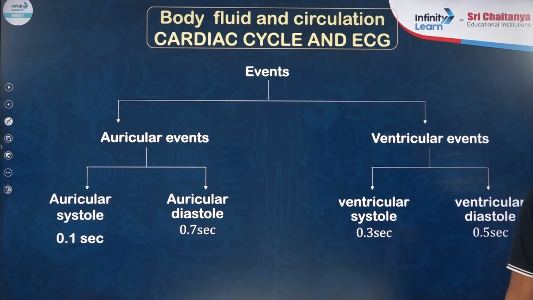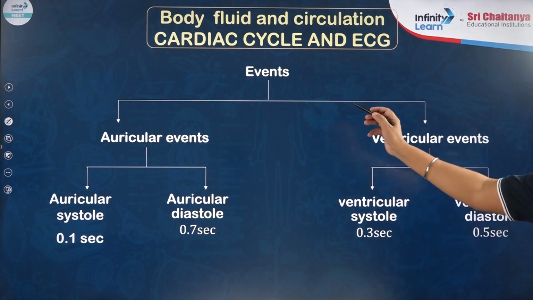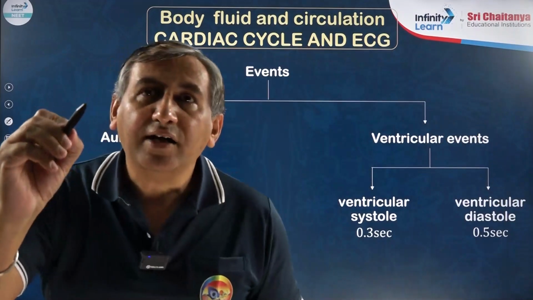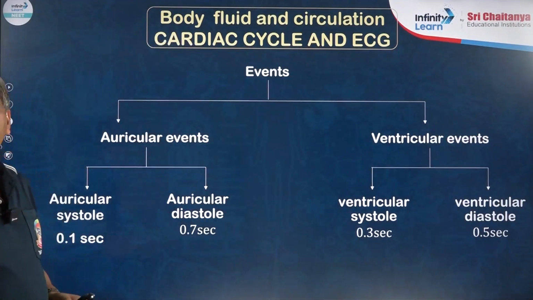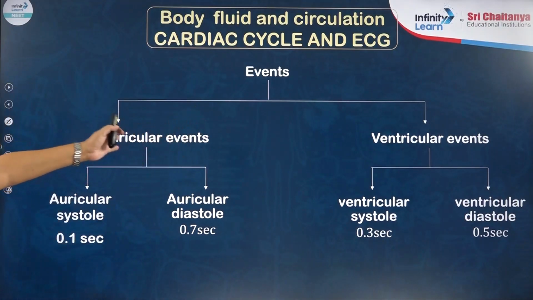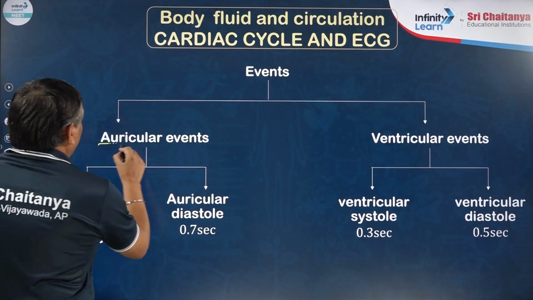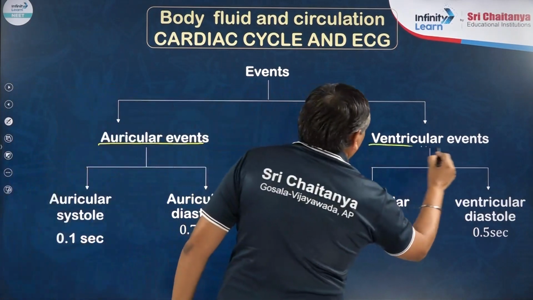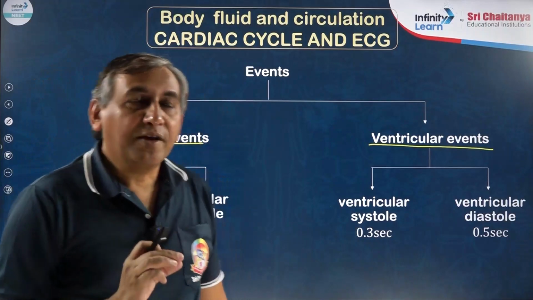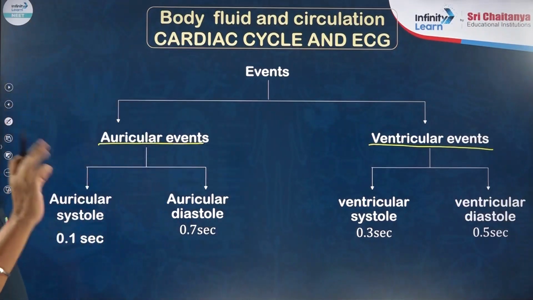There are two types of chambers in the heart. See towards the board. One is the atria and one is the ventricle. So, what are the two chambers of the heart? Atrial chamber and ventricular chamber. So, I divided the events of the heart into subheadings: auricular events and ventricular events. Events which occur in the auricle and events which occur in the ventricle.